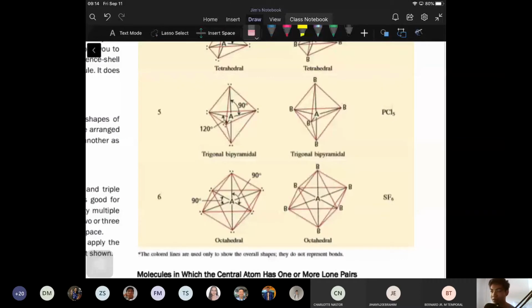Tip ko, pag sa 5, no? Pag trigonal bipyramidal, kapag gagawa ka ng lone pair, yung nasa equator yung tatanggalin mo. So, remove the equator atoms. Yun yung gagawin mong lone pair. Pag octahedral naman, you will remove the top and the bottom atoms. Yun yung gagawin mong lone pair, no? Para makita mo yung shapes, no?